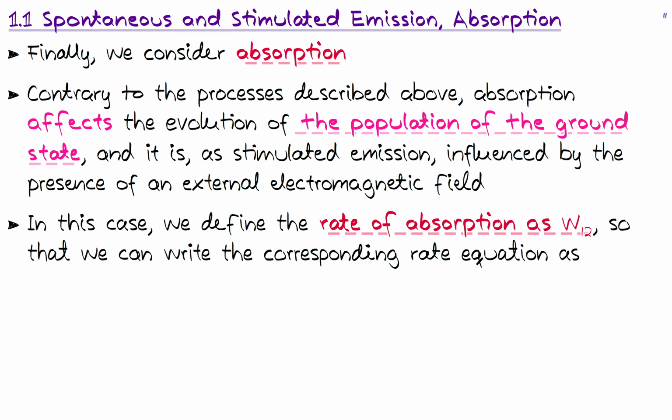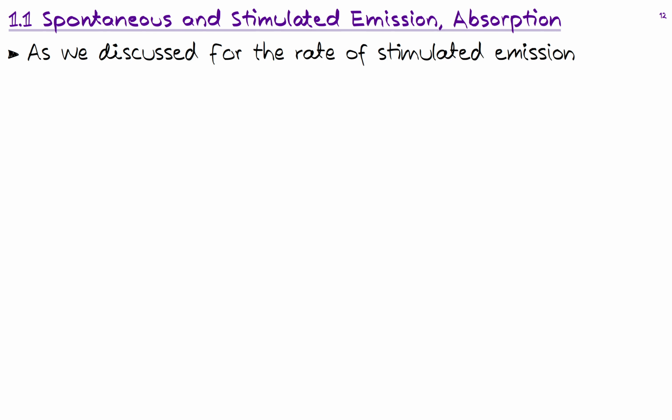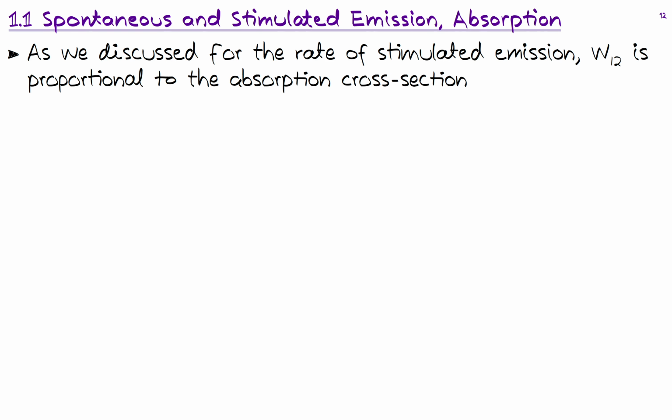We can write the governing rate equation as the time derivative of N1 equals minus W12 times N1. This looks similar to the stimulated emission, but now we just inverse the labels and so forth. As in the case of the rate of stimulated emission, W12 is proportional to the absorption cross-section of our medium, sigma 12, and also to the photon flux. So the functionality is exactly the same as in the case of stimulated emission.